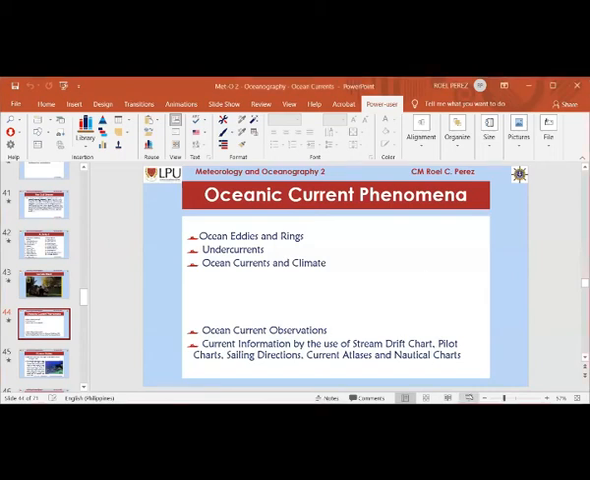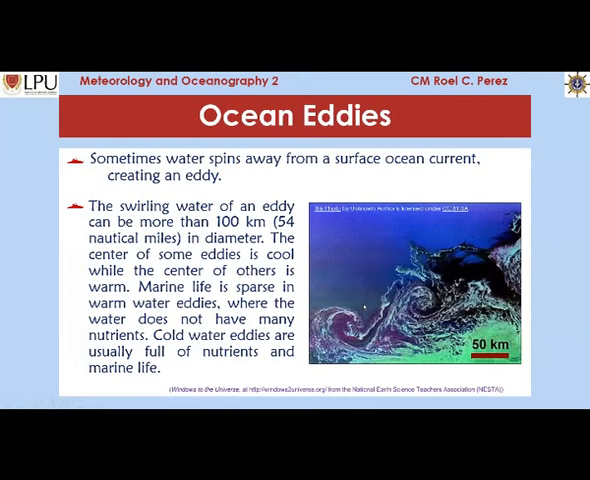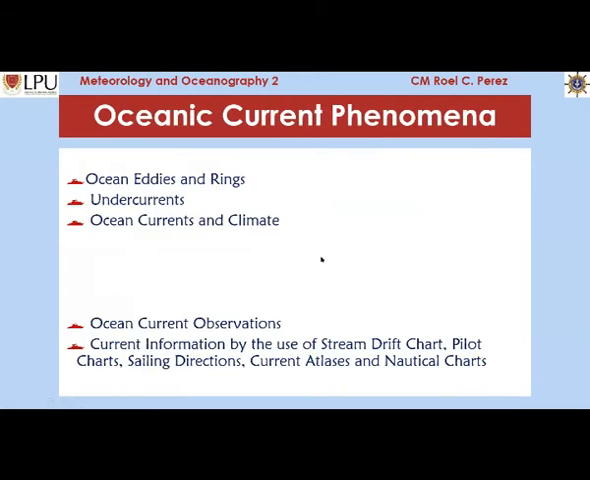Okay, so oceanic current phenomena. We are not going to study all of those phenomena. Only those listed here. So ocean eddies and rings, undercurrents, and then we need to study also ocean currents and climate because there is a relationship. And then later on, we will study ocean current observations and current information by the use of stream drift chart, pilot charts, sailing directions, current atlases, and nautical charts.